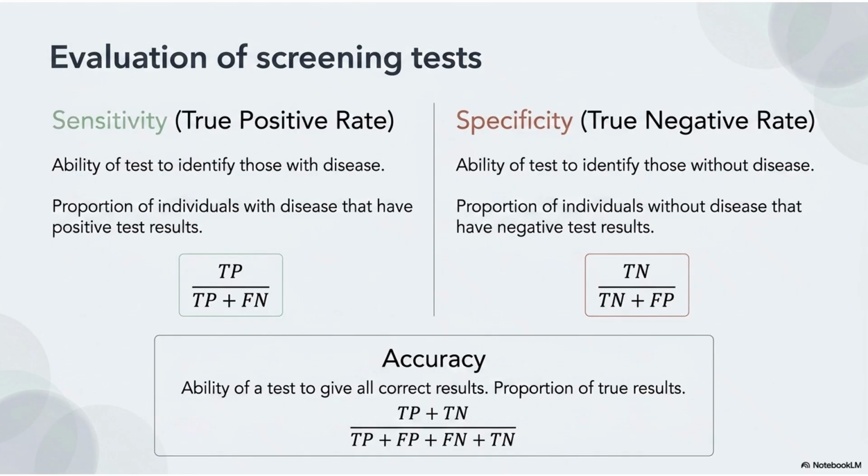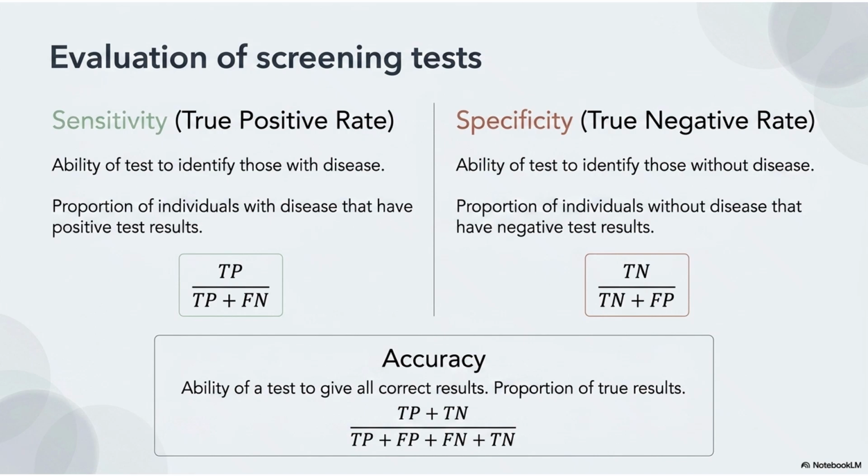And third one is accuracy. Accuracy means sensitivity plus specificity. Ability of a test to give all correct results. So proportion of true results. So all results means true positives, false positives, true negatives, false negatives.